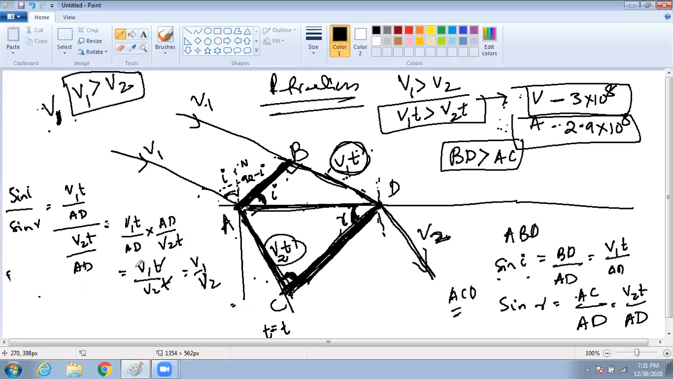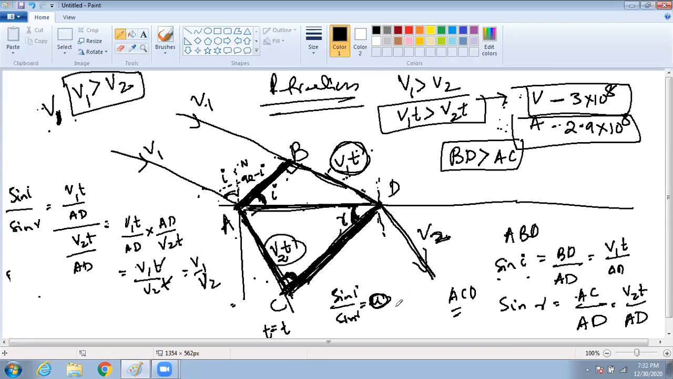Now what is Snell's law? Sin I by sin R equal to mu. What is mu? Mu is refractive index. Isn't it cos I? No, it is sin I only. Check it properly, check in the book. Sin I by sin R.